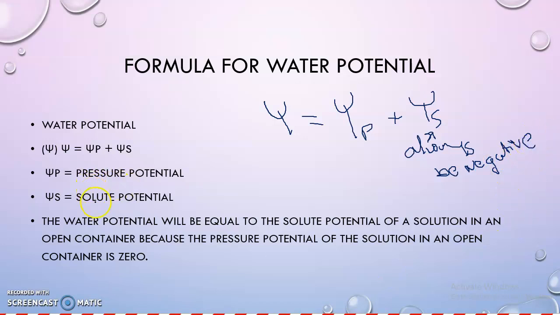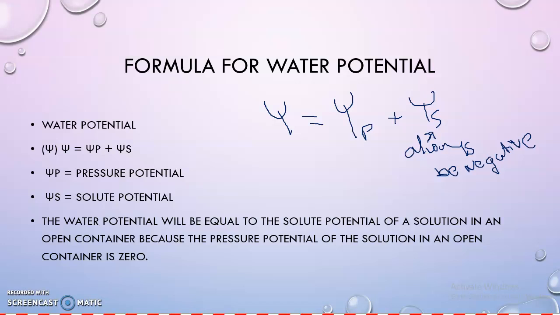So it will always be negative. So this whole water potential is going to be negative. And so you'd think, okay, well, we have to have another whole equation for psi p, or pressure potential, but for the most part, it will always be 0.